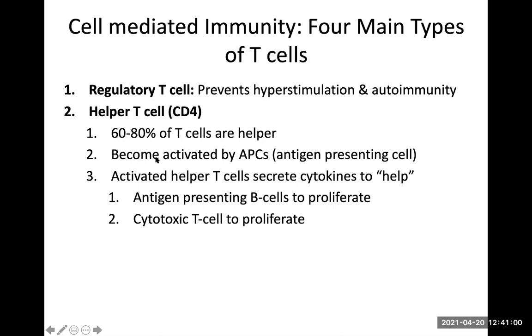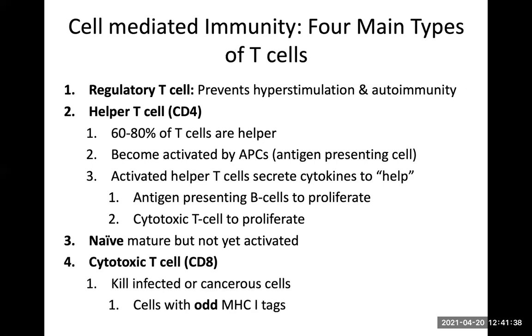All T cells have to be activated by an antigen-presenting cell. And then activated helper T cells will secrete cytokines that give permission or turn on the pathway for the antigen-presenting B cell to proliferate, or for the cytotoxic T cell to proliferate. Okay, then we have naive T cells. They're matured, they've been released from the thymus, but they are not activated yet.